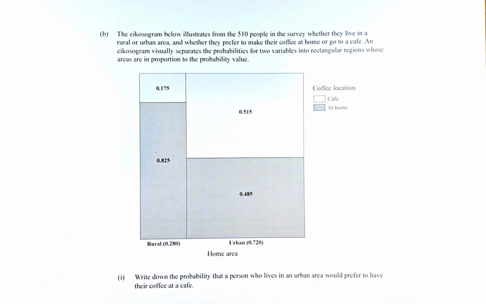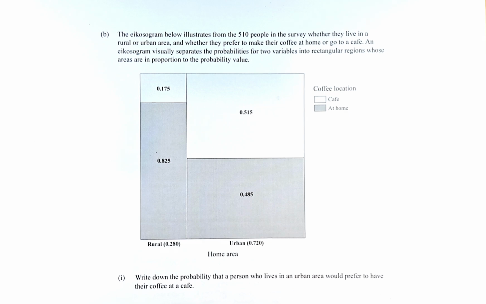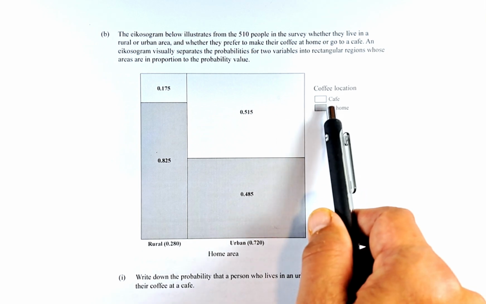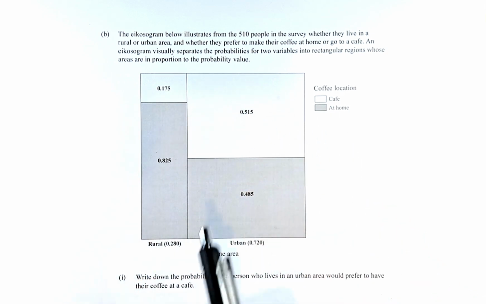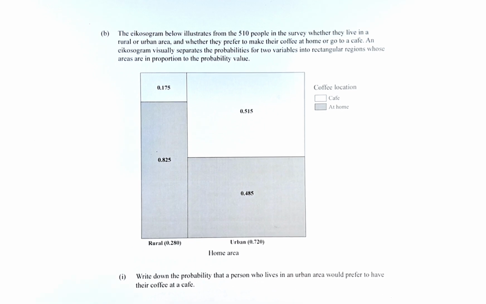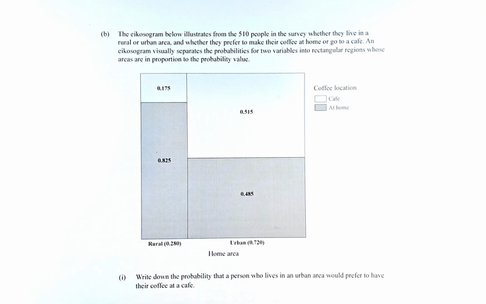2b part 1 sounds like this. The eikosogram below illustrates the 510 people in the survey, whether they live in a rural or urban area. So rural is here and urban is here, okay? And whether they prefer to make their coffee at home or go to the cafe. The lighter color is the cafe and at home is the darker color, okay? So an eikosogram visually separates the probabilities for the two variables into a rectangular region whose area are in proportion to the probability value. So the probability is this, okay?